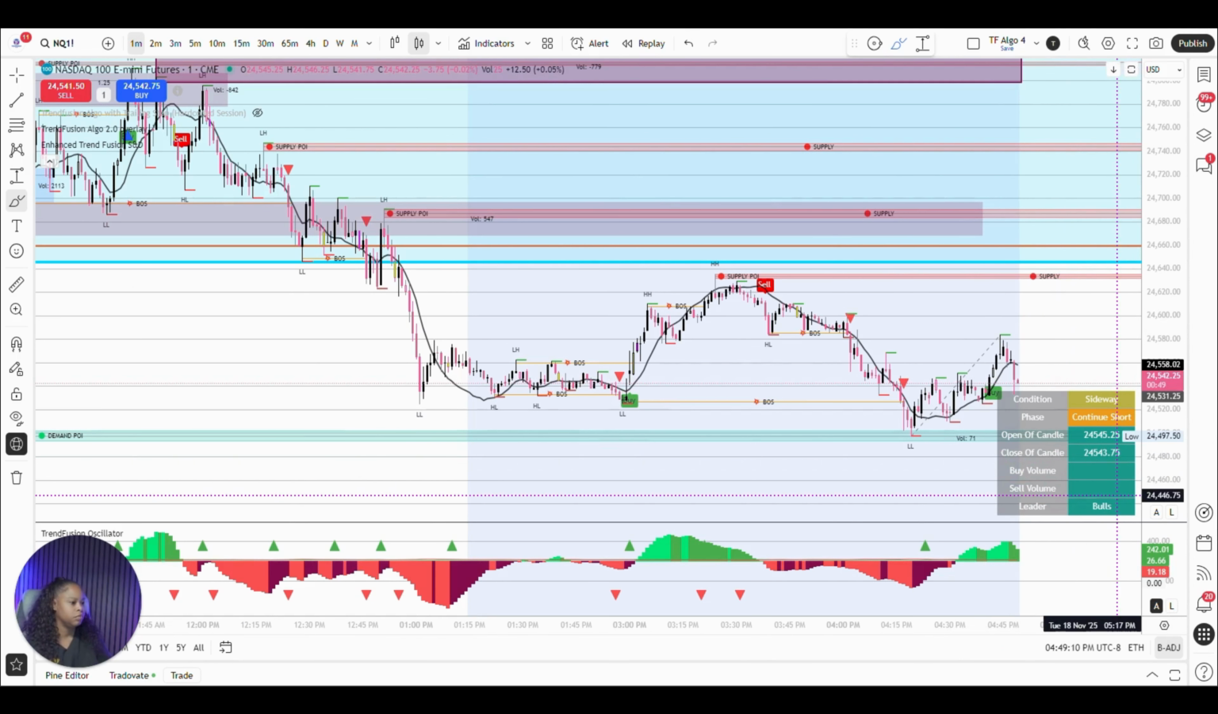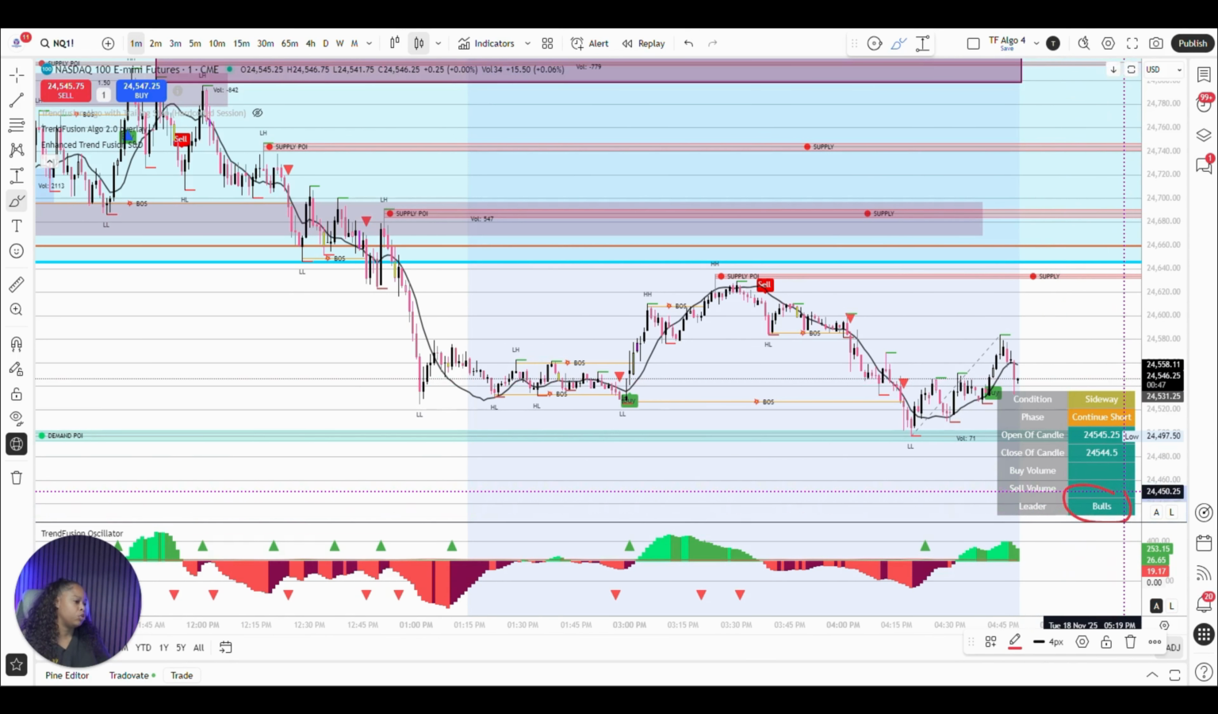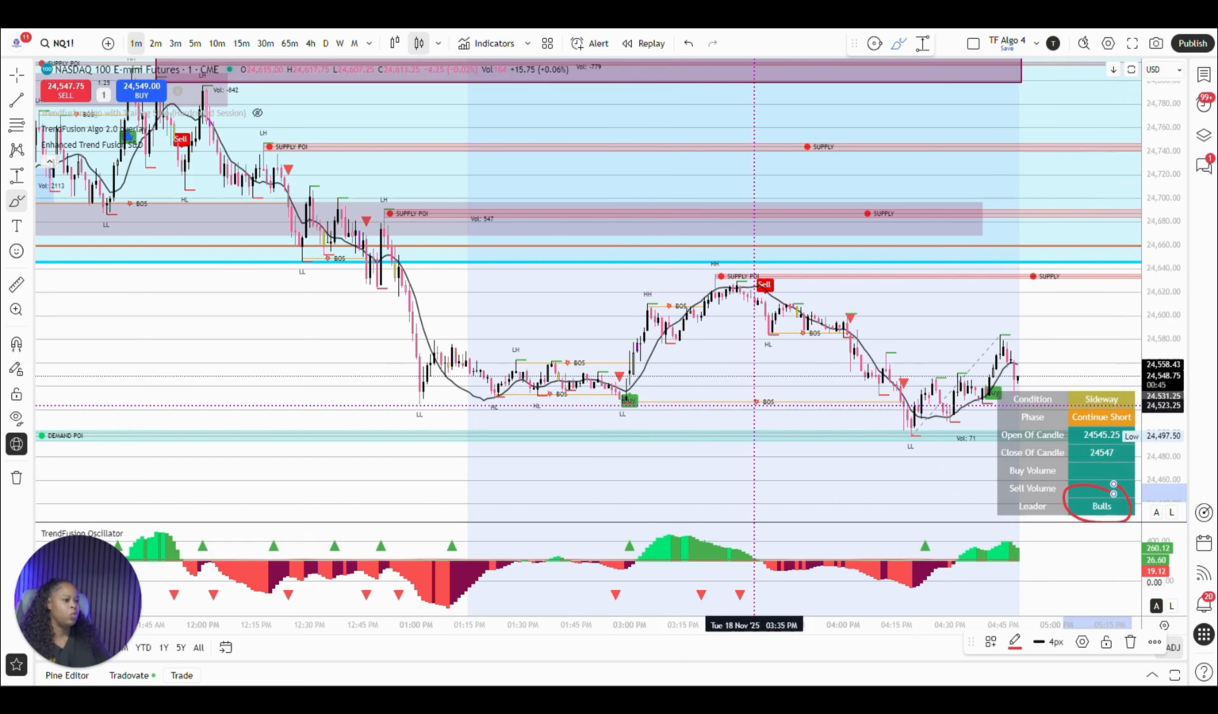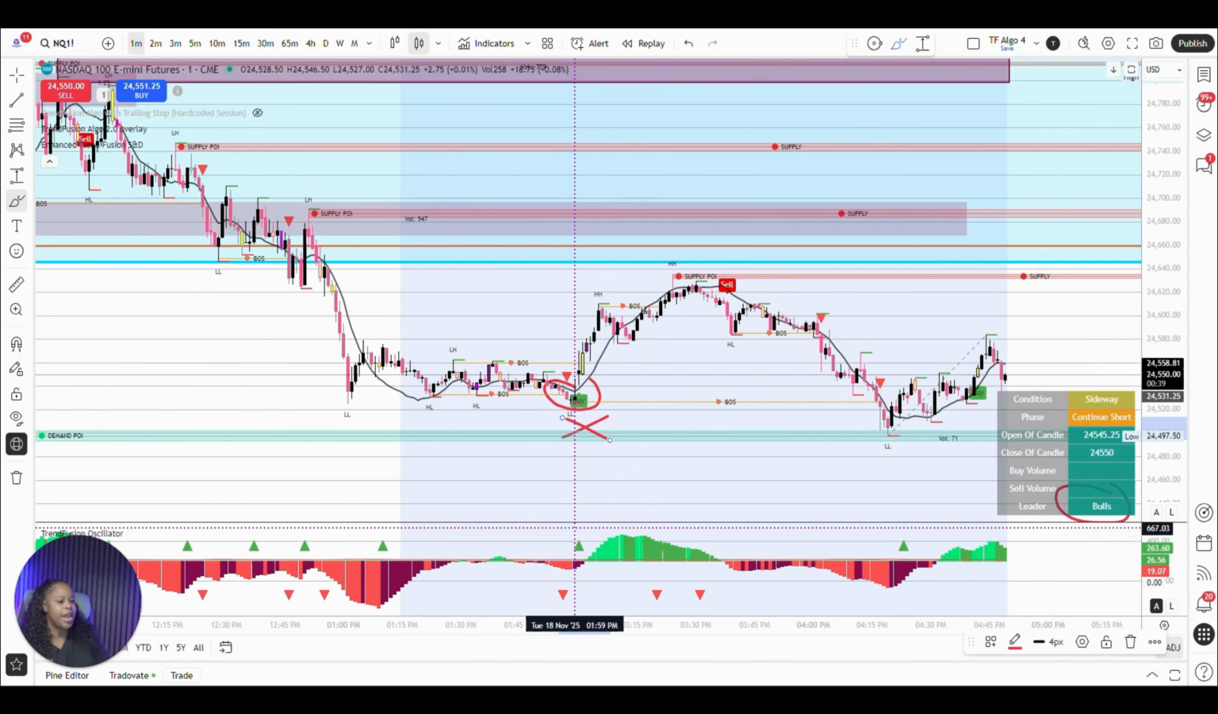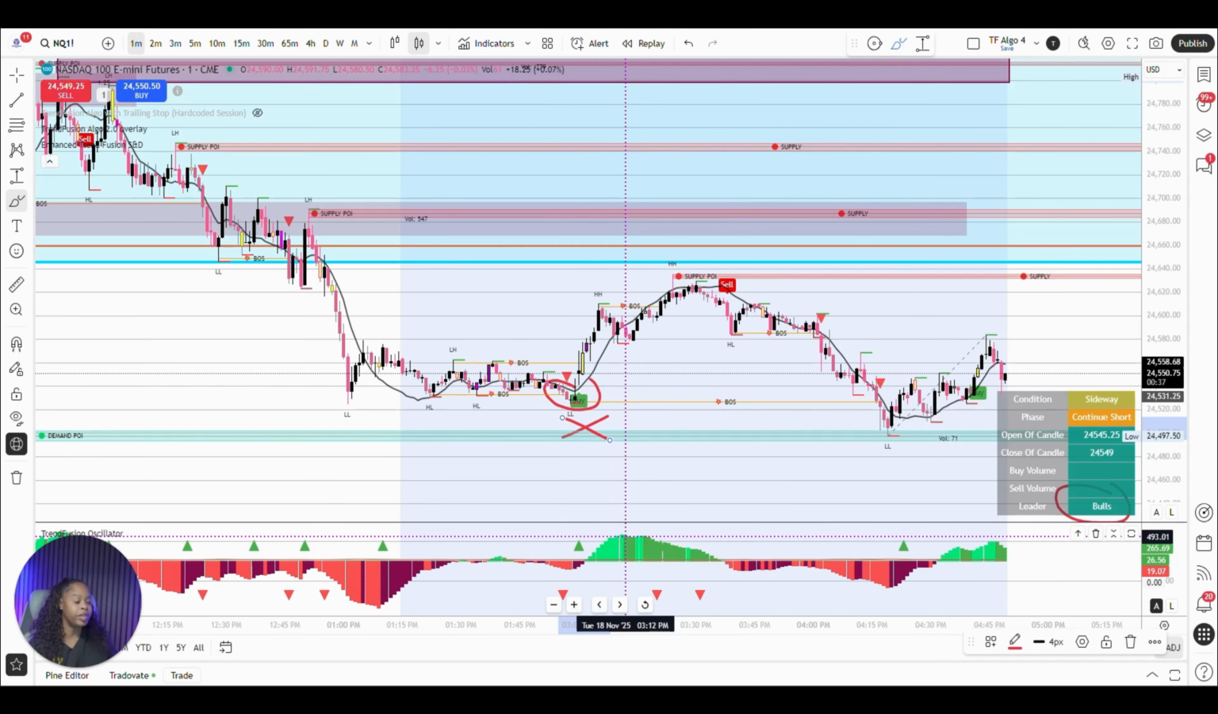But regardless, it will always show you who's exactly in the lead. So now that we know that the bulls are in the lead, we have a buy signal. We're above our demand zone here. And now when I look at my oscillator, I want to see if we're bullish or if we're bearish.